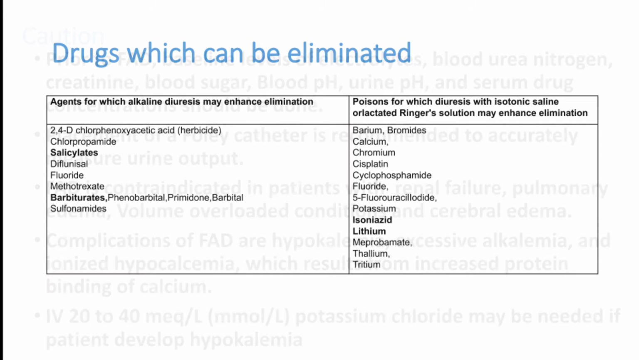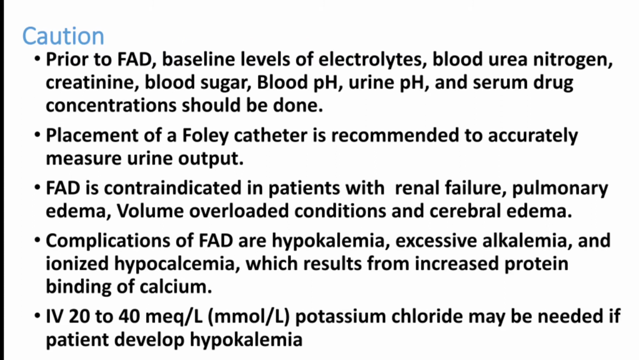When we are giving a large volume of fluid and soda bicarb, there is a higher chance of complications. To avoid that, before giving this transfusion, we have to take the basal levels of electrolytes. Most important is potassium, because when you are giving sodium bicarbonate, there is a high chance of hypokalemic complications. Blood urea nitrogen and creatinine are needed, because if the patient already has renal failure or anuria, a large volume may produce complications. Blood sugar, blood pH and urine pH baselines are required. Drug levels of certain drugs are needed if the patient is already on some drugs.